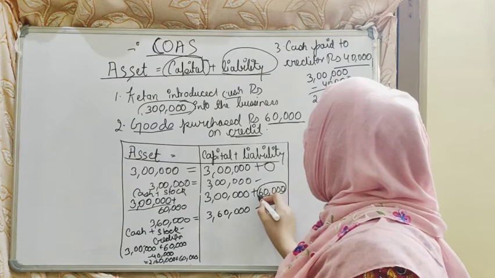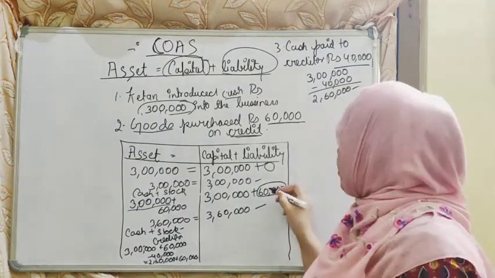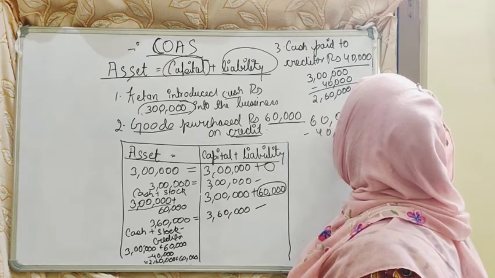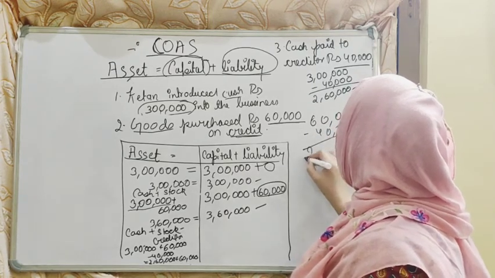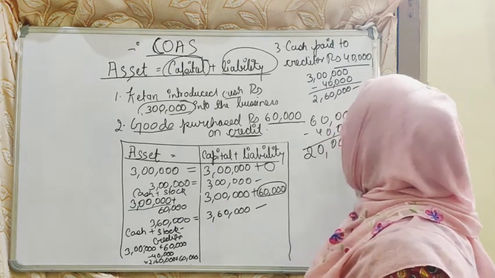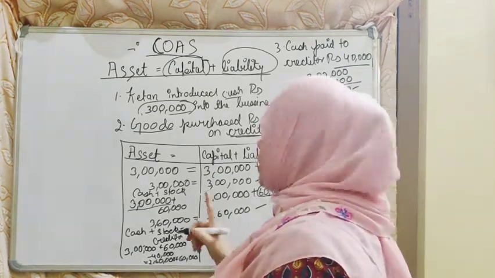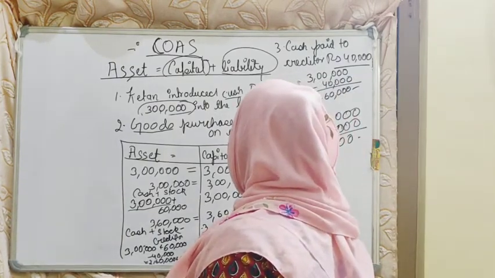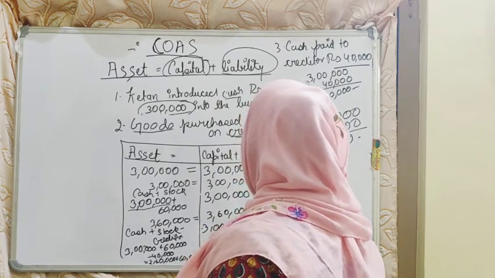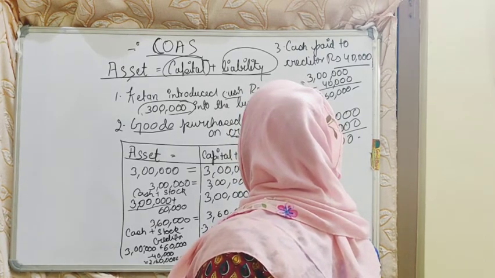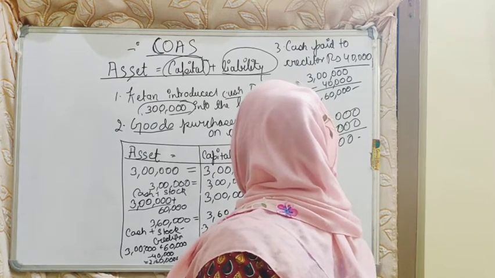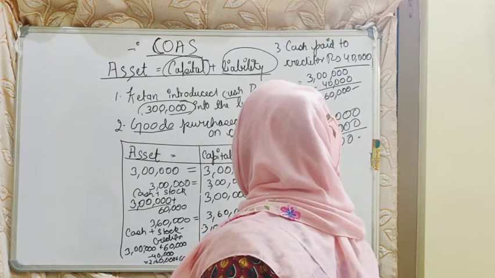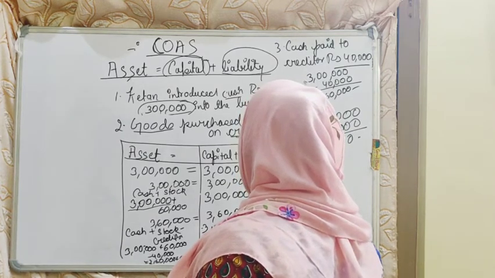So 60,000 is the liability or the credit part, and we paid 40,000. So 60,000 minus 40,000, we get the amount of 20,000 rupees. So we will write, it won't affect the capital part. Remember it. 3 lakhs plus 60,000 minus 40,000. The equation will be 3 lakhs plus 20,000.